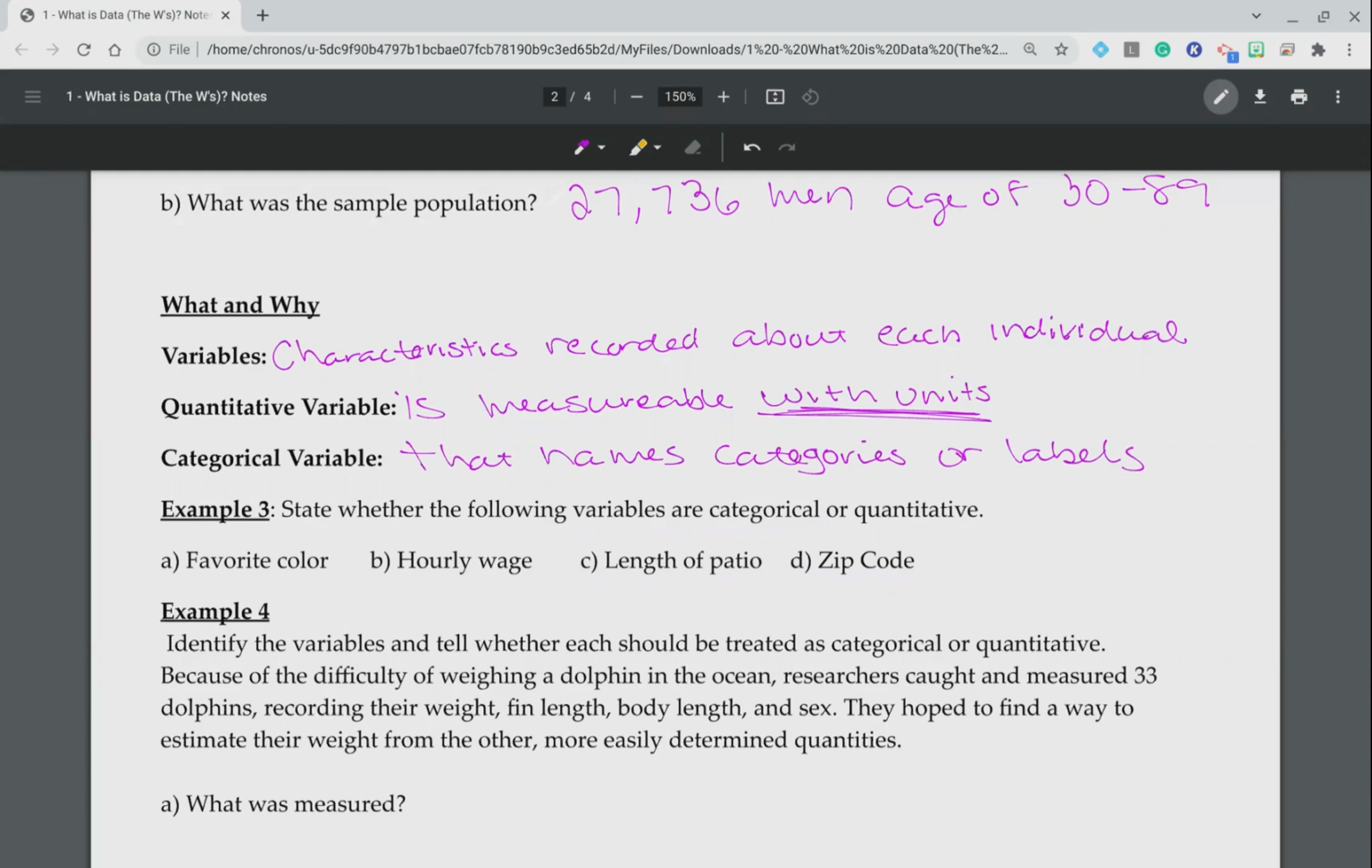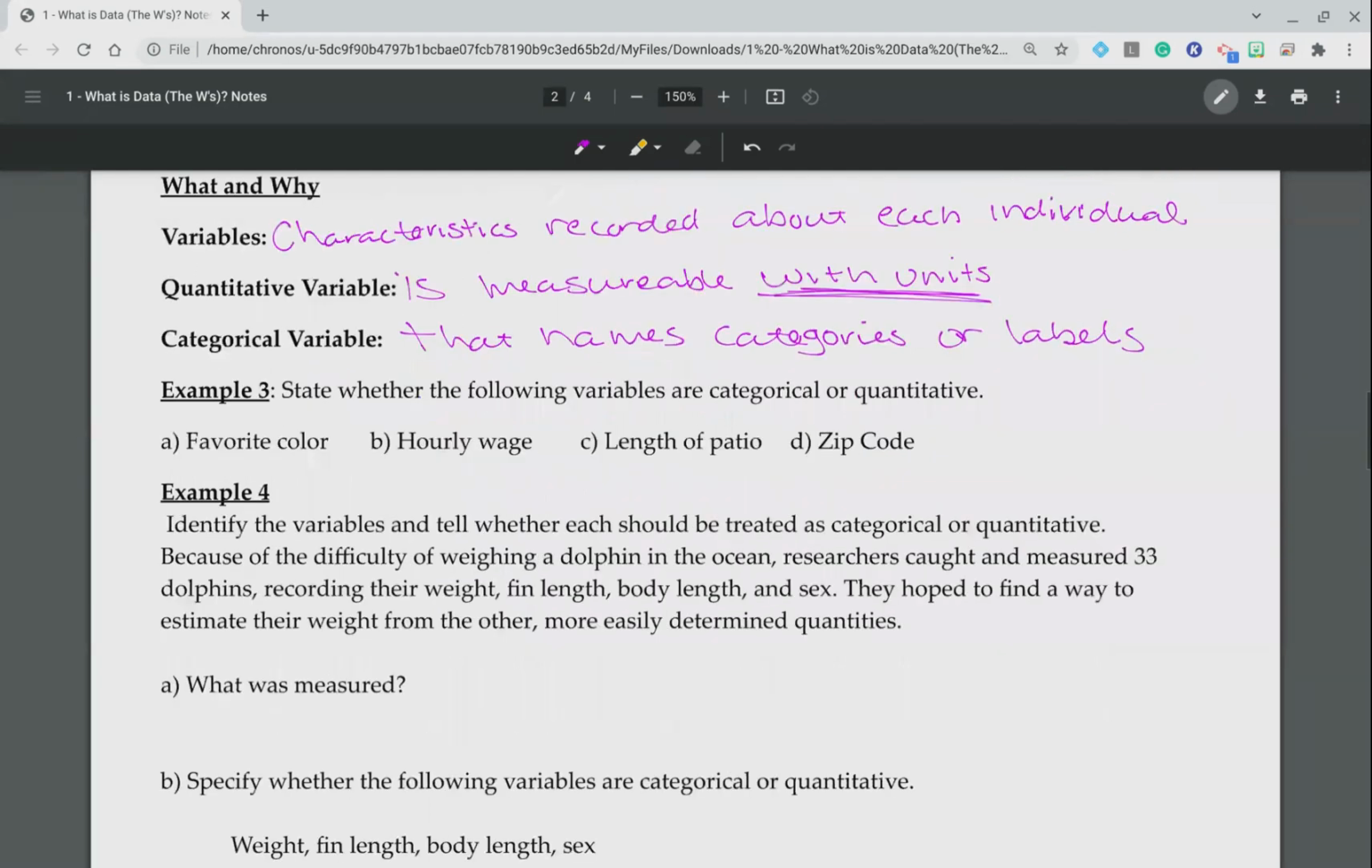Okay, so let's see an example here. State whether the following variable is categorical or quantitative. Your favorite color. If my favorite color is purple, that is a category and it does not have units. So that would be categorical. Hourly wage. If I make $10 per hour, dollars would be my units. So therefore that would be quantitative.